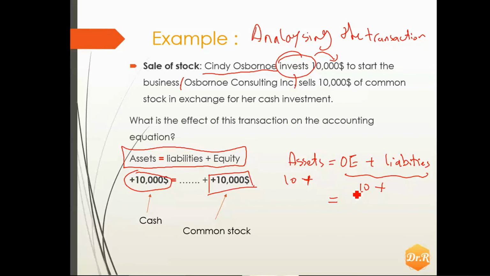What is another possibility? So now we get a transaction adding 10 to assets. What is the possibility to keep this equation correct? And minus from the same side.